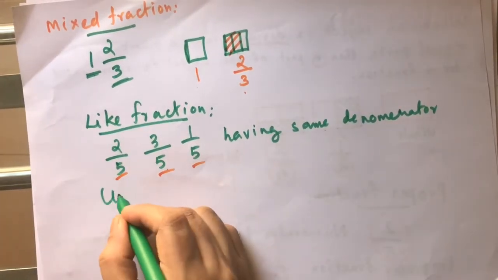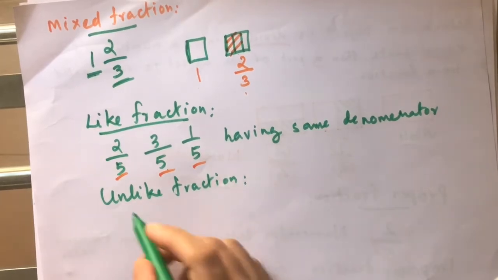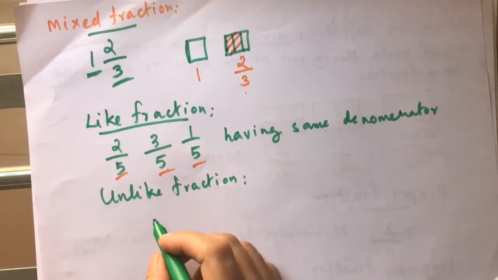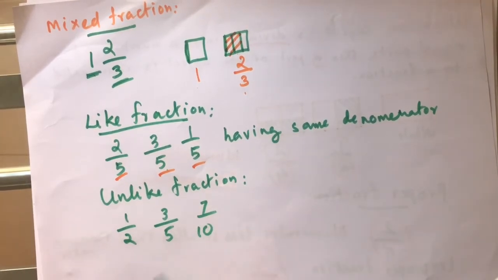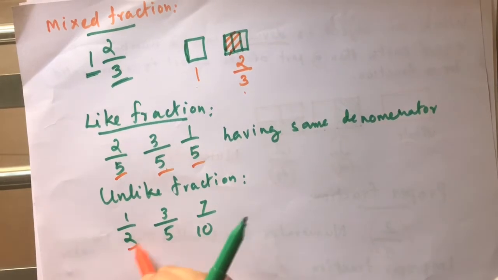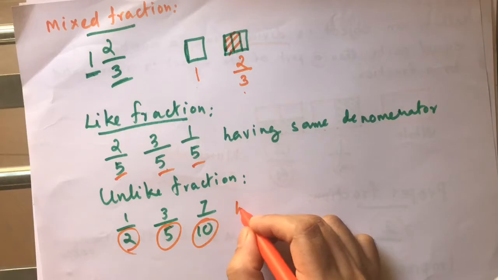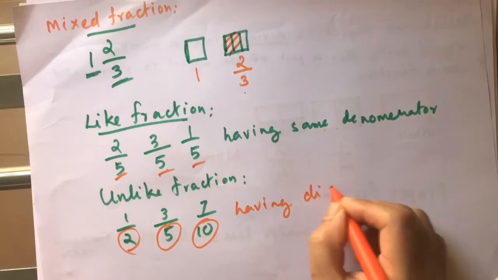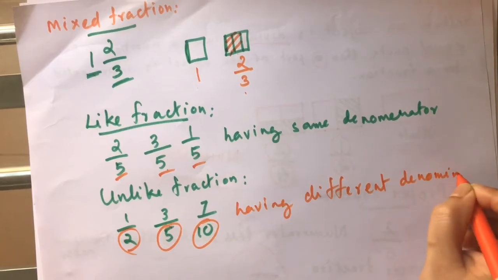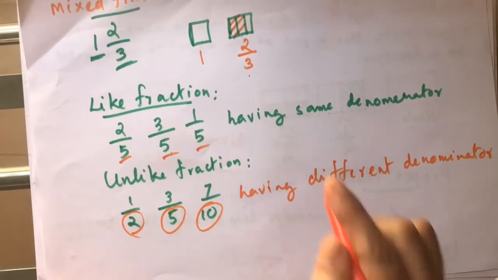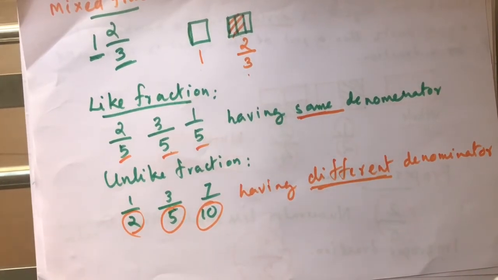And unlike fractions are just the opposite. Unlike fractions are fractions having different denominators, like 1 by 2, 3 by 5 and 7 by 10. These denominators are all different here. The fractions having different denominators are unlike fractions. Here the fractions having the same denominators, and here the fractions having different denominators.